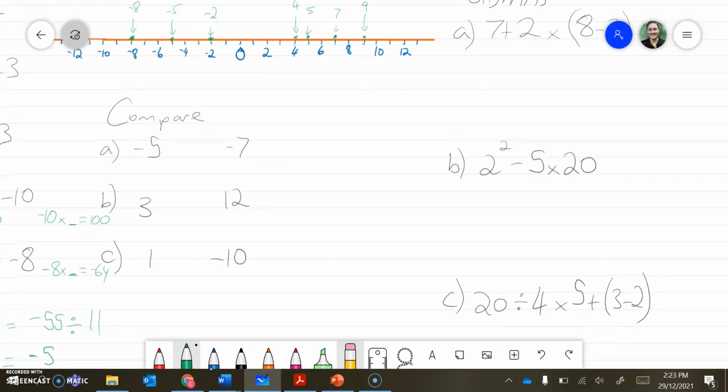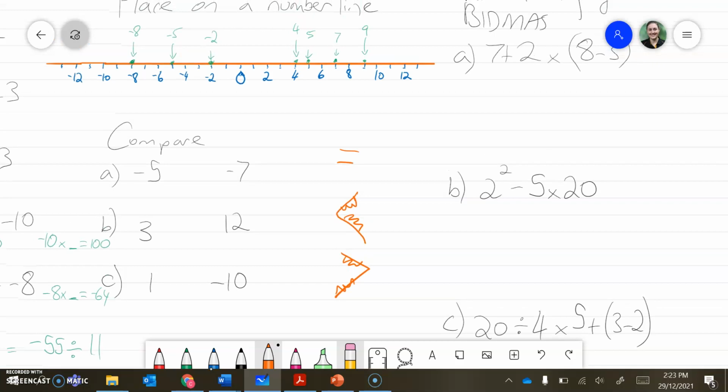Okay, comparing integers. So remember that for comparing, we use our less than, greater than, equal sign. Remember that the crocodile wants to be facing towards the most food. So here we've got negative 5 and negative 7. If I have a look at this number line that I just drew up here, negative 5 is here, negative 7 would be down here.